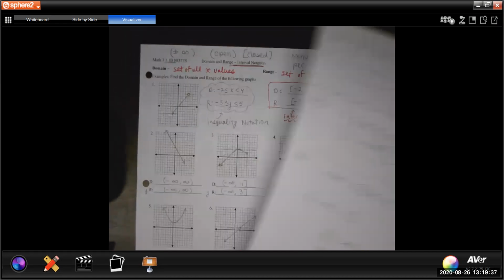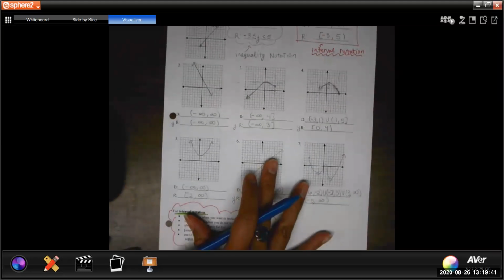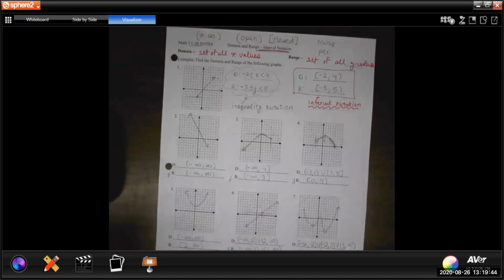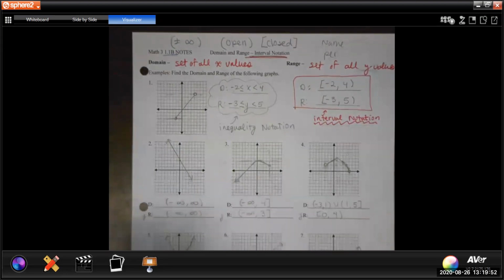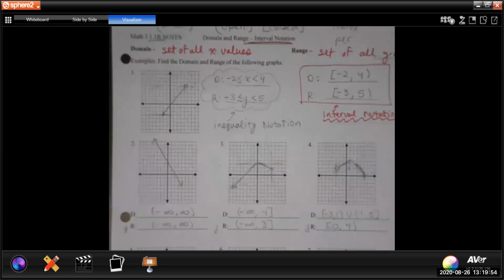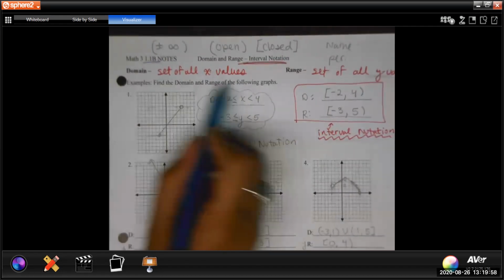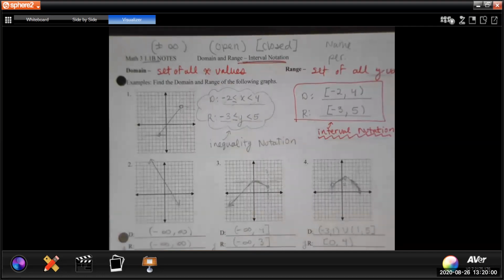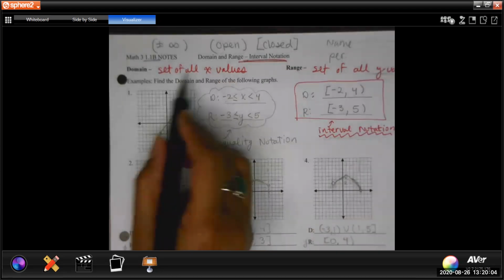None? Okay. I am now going to take some time going over these problems here. First thing I'm going to do is talk about only domain. I'm going to go 1 through 7, and I'm going to talk about domain on all of them. Okay, so first one. Domain is the set of all what? Set of all x values. X values, thank you. Set of all x values.